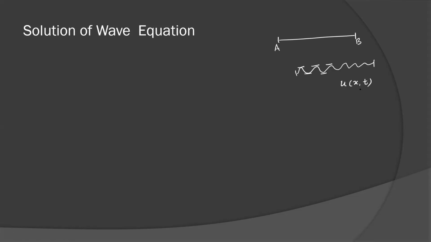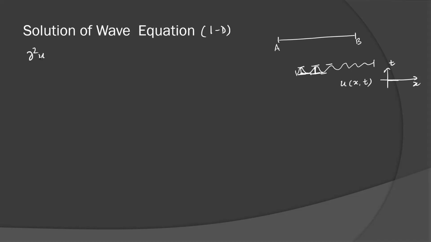This displacement can be in two forms, longitudinal and transverse. If it is along the x-axis, then it is longitudinal. If it is along the t-axis, then it is transverse. So this is the transverse displacement, and this is the longitudinal displacement. Today we will study the solution of the one-dimensional wave equation.